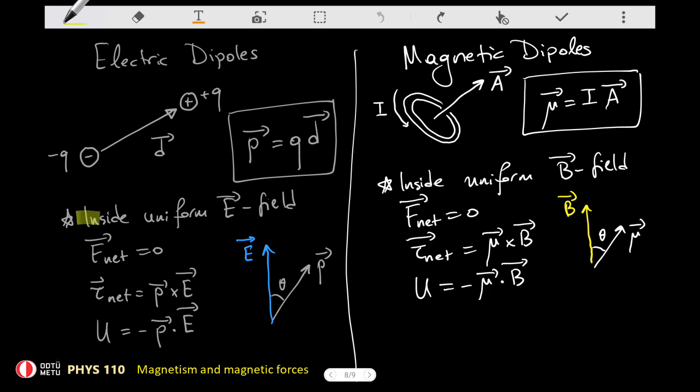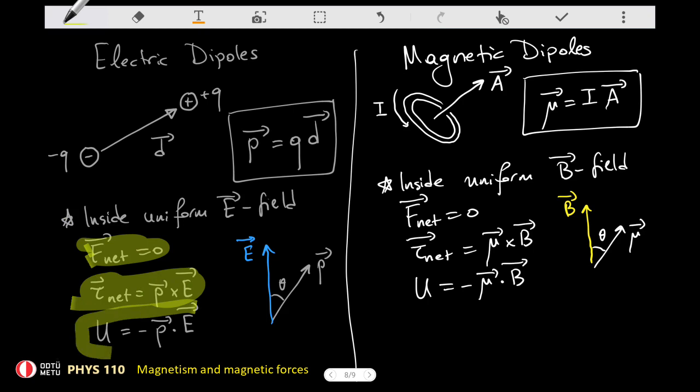But we also see the same behavior inside a uniform field. Inside a uniform electric field, net force was zero, and there was a net torque that I could express in terms of the dipole moment. And as a result, we were talking about some potential energy. We have derived this potential energy in alternative ways.